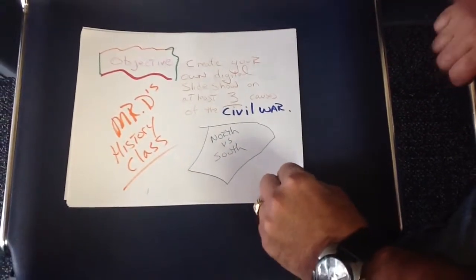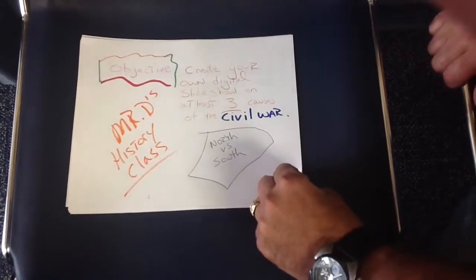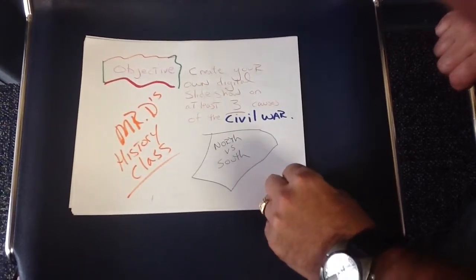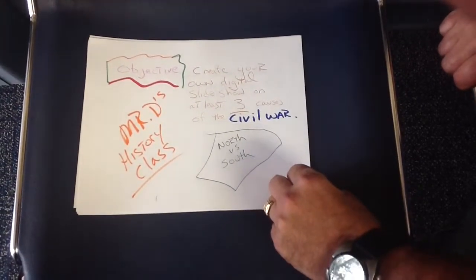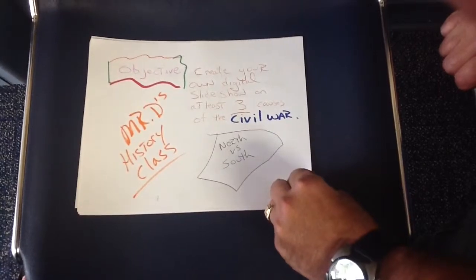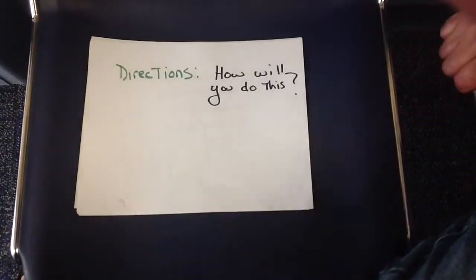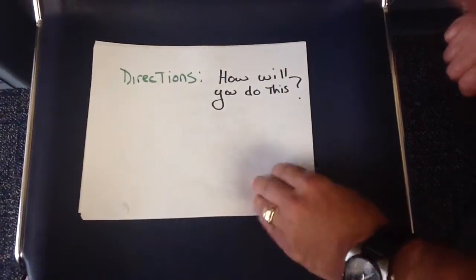D's history class. The objective for today's lesson and over the next couple of days, you're going to create your own digital slideshow showing at least 3 causes of the American Civil War. So the directions, how are we going to do this?